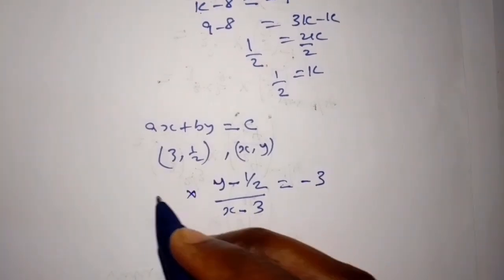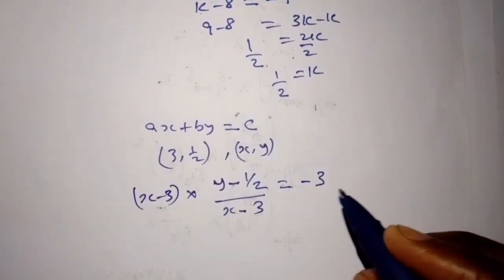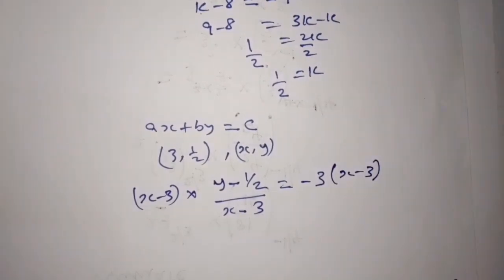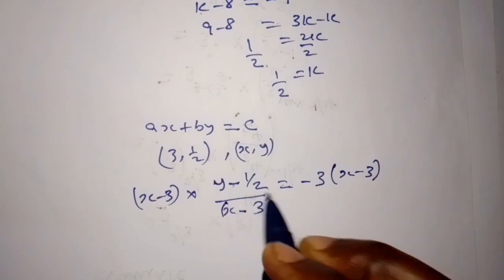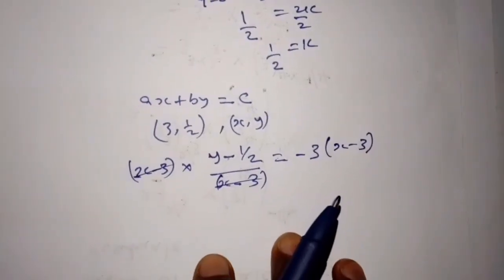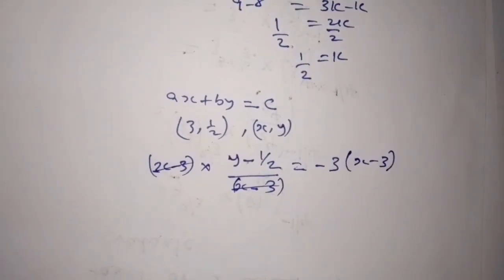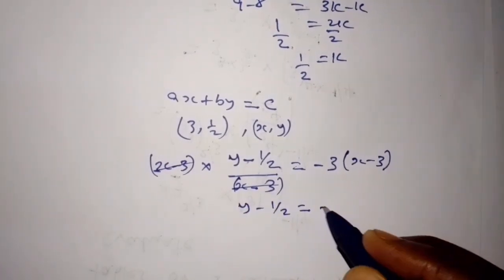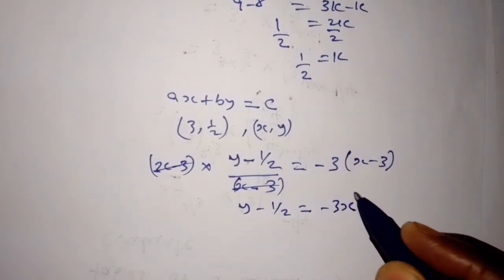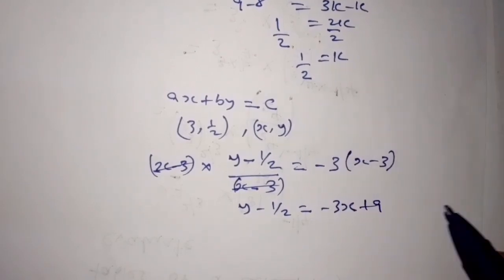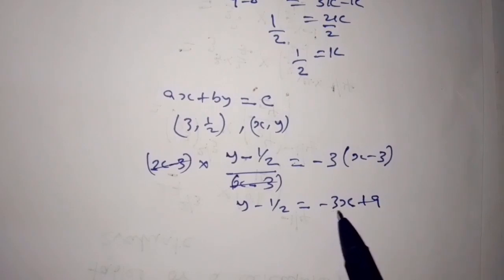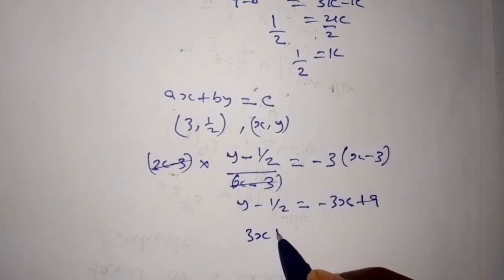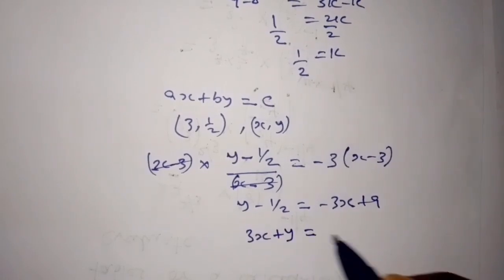So we can multiply here by x minus 3, and here by x minus 3. So this will cancel that one here. Then this is y minus a half is equal to negative 3x plus 9. We can bring negative 3x to the other side. It becomes positive 3x plus y is equal to 9.